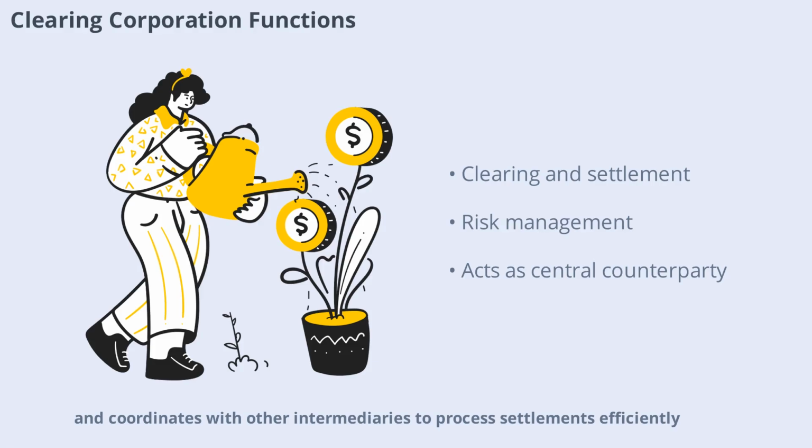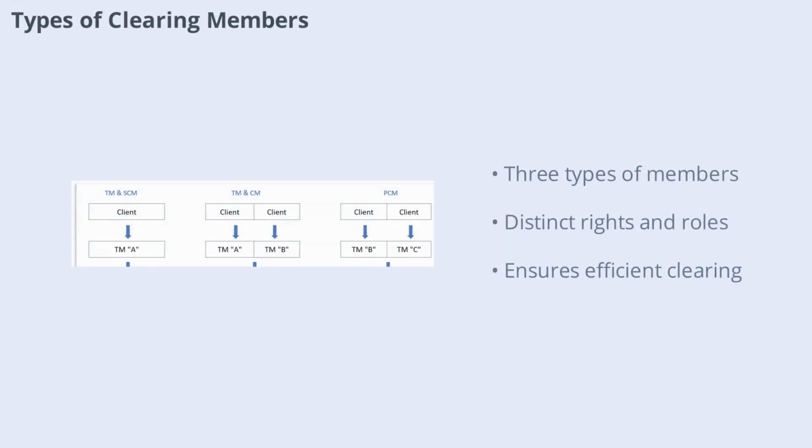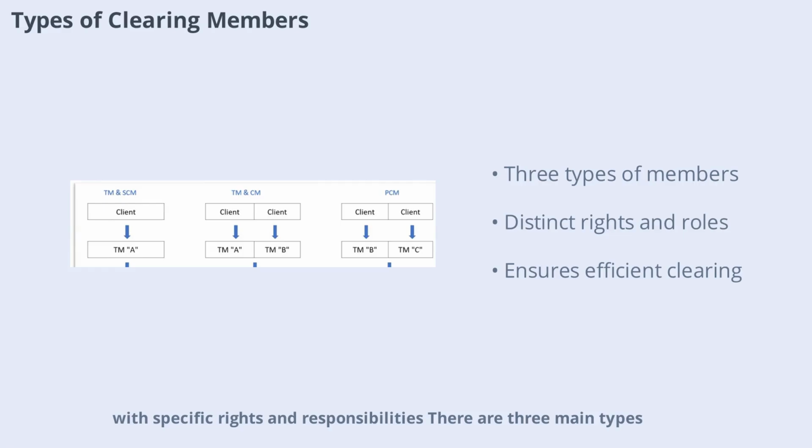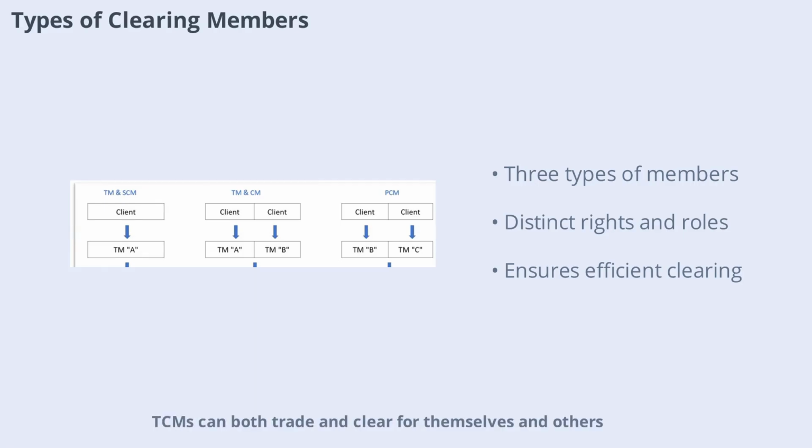to process settlements efficiently. Clearing members are essential intermediaries with specific rights and responsibilities. There are three main types: professional clearing members (PCMs), trading cum clearing members (TCMs), and self-clearing members (SCMs). PCMs have only clearing rights and do not trade themselves, focusing on clearing trades for others. TCMs can both trade and clear for themselves and others, while SCMs handle only their own trades and those of their clients, not custodial participants. Each type plays a unique role in ensuring that trades are cleared and settled efficiently.